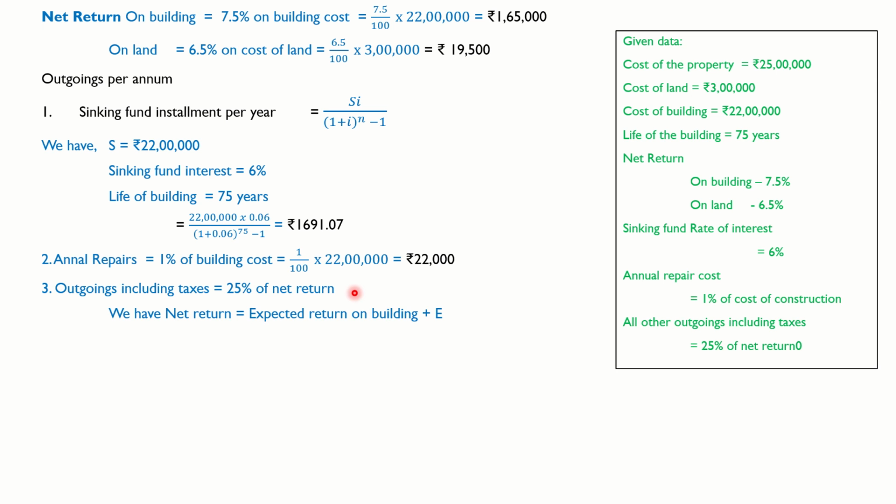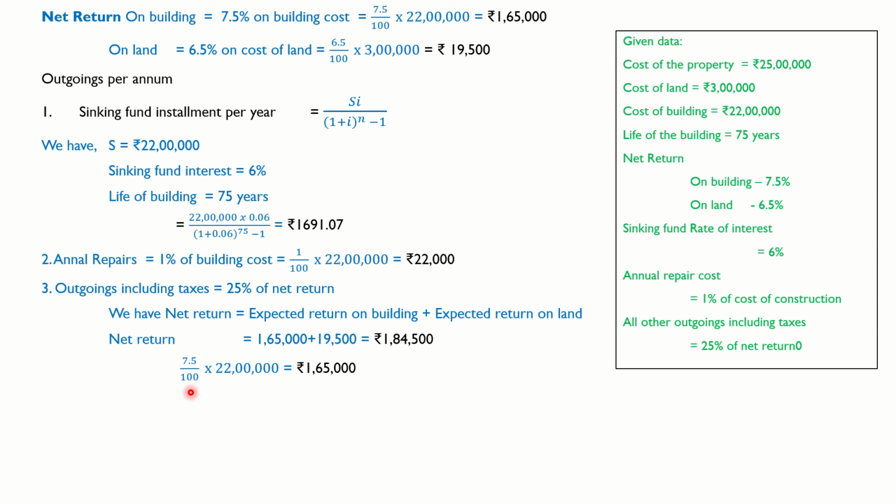So we have net return as expected return on the building plus expected return on the land. So how much he is expecting from the building? 1,65,000, and on land we got it as 19,500. Let us add them together and we get it as 1,84,500. So that is total outgoing.